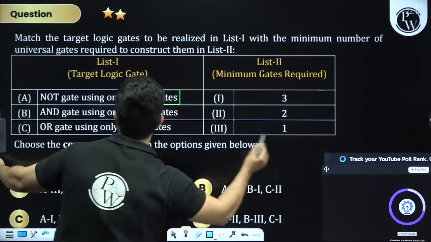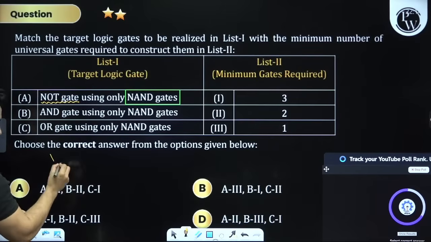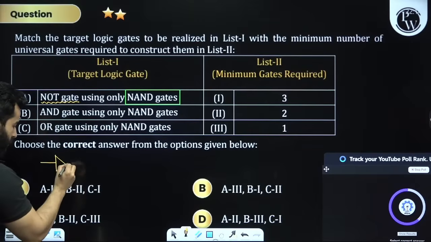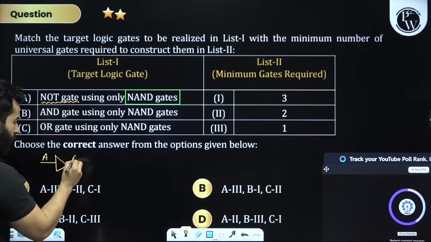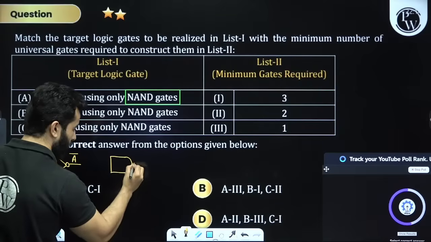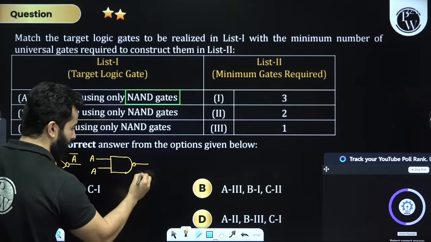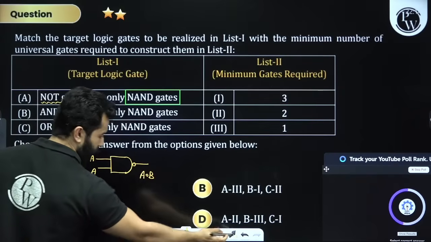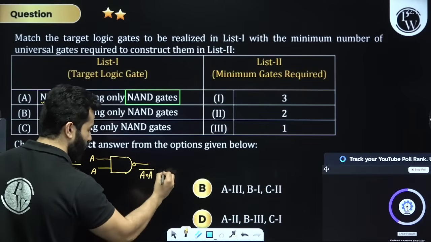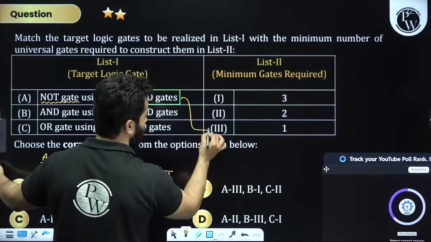Please understand. NOT gate basically means that if you have A as input, the output will be A bar. So in a NAND gate, if let's suppose both of the inputs are A, then the answer will be (A dot A) bar. That means A dot A is A, and A bar, so only one is needed. So the answer for A is going to be 1. That means third.